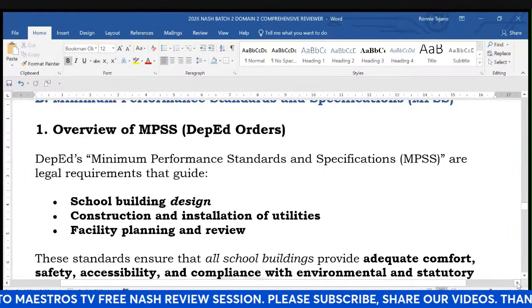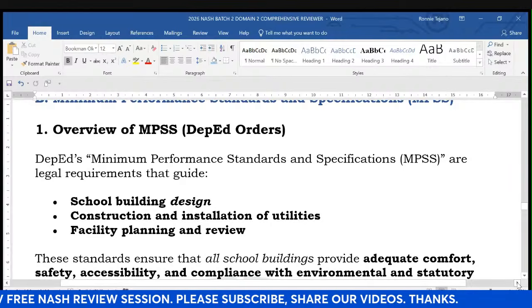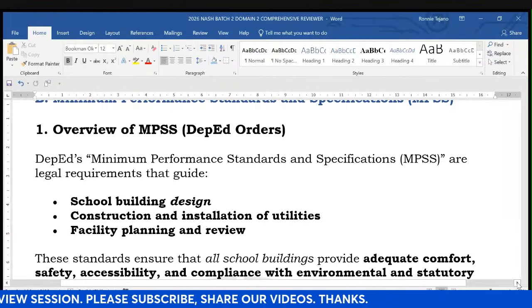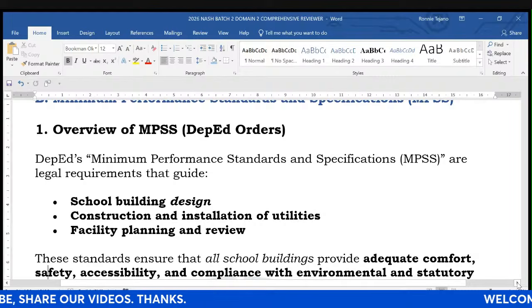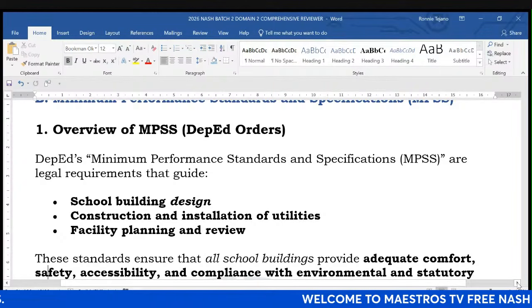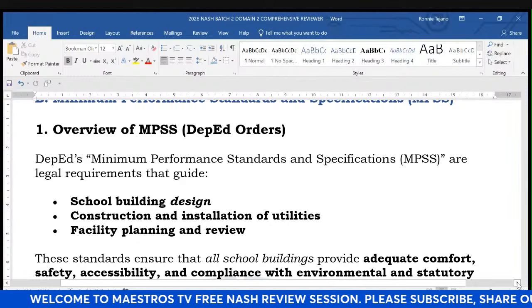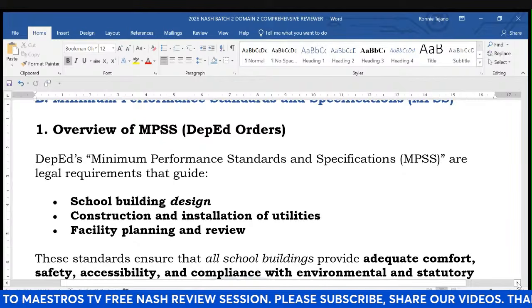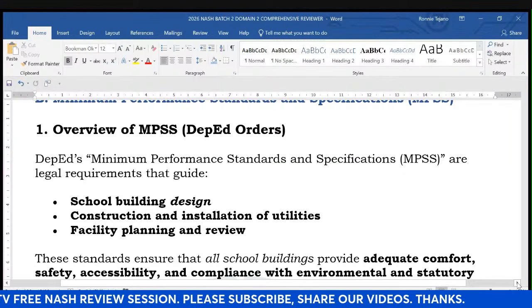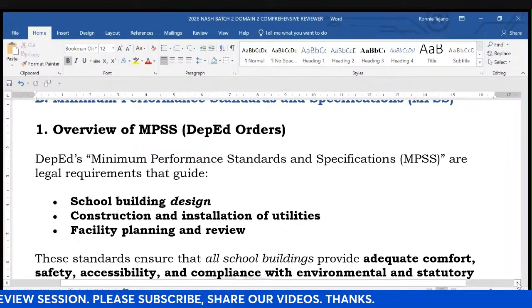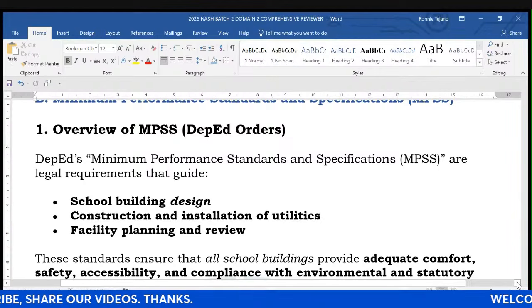Okay? What are the minimum performance standards and specifications? First, there's a specification for all school building designs, no? And it should adhere to all its specific and concrete structure. Lahat na nakalagay na, no? Pati yung mga sketches niya, nandun na lahat sa physical plant and facility manual. Titingnan nyo.